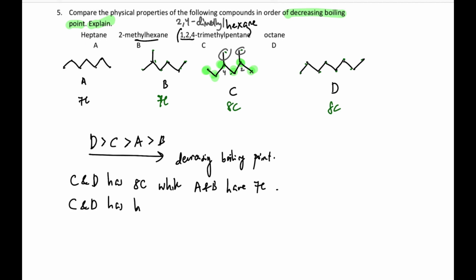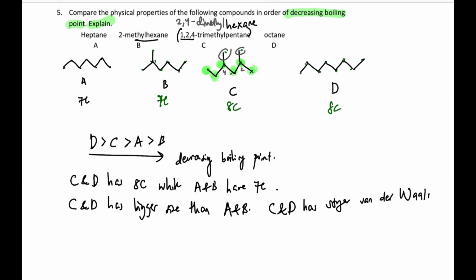Okay, C and D has bigger size than A and B. So C and D has stronger van der Waals. Okay, kalau kita ingat aja van der Waals macam mana, dia mesti V kecil, van, D kecil, der, W besar, van der Waals forces. Sementara itu kenapa D lebih tinggi daripada C?